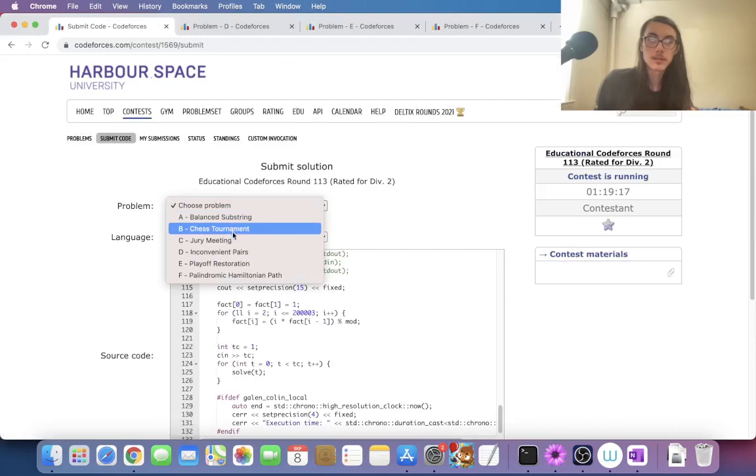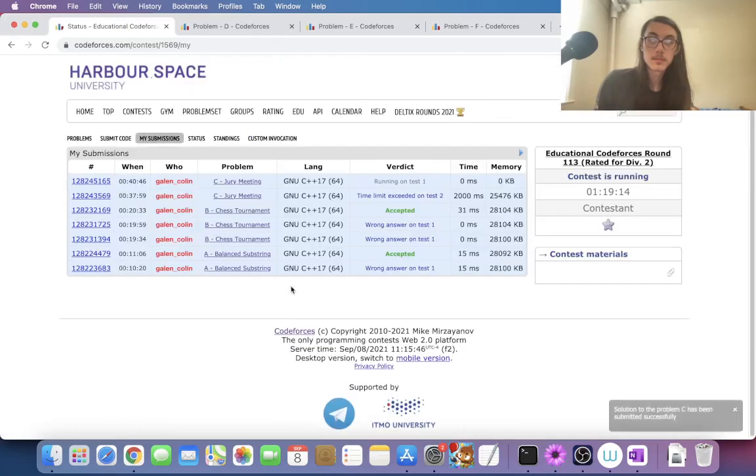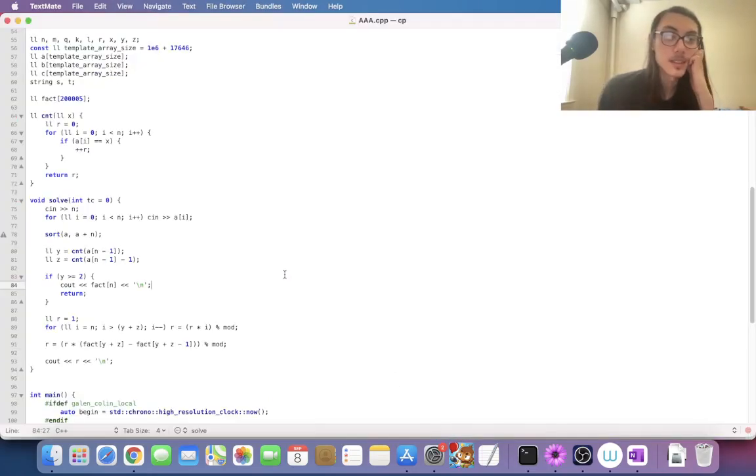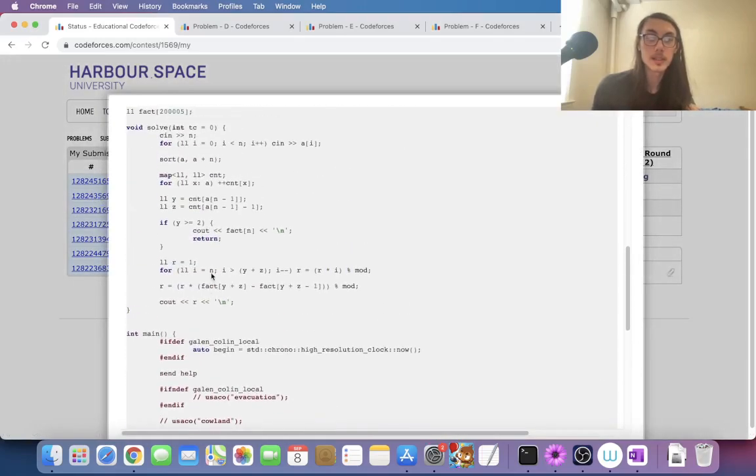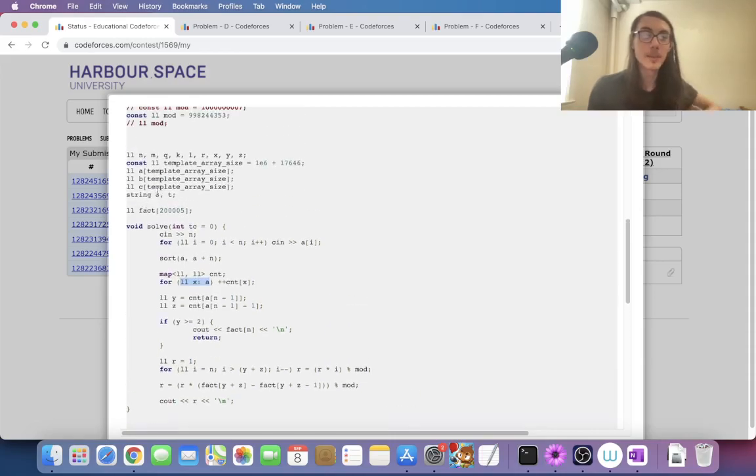Well, I don't know. Wrong answer on test 4. Okay, I don't know what's with that, but apparently that fixed it. Map was actually that slow somehow. I've not experienced that before. Oh, that's why. Because this isn't how you iterate through an array. My bad.